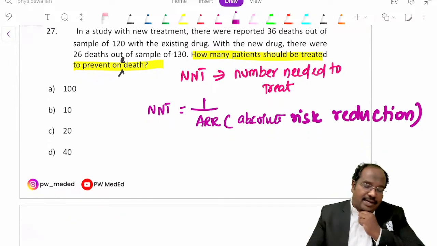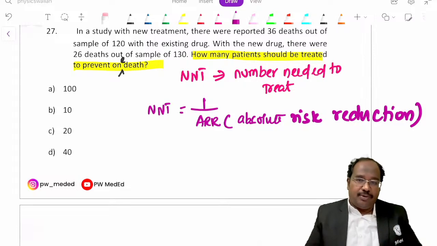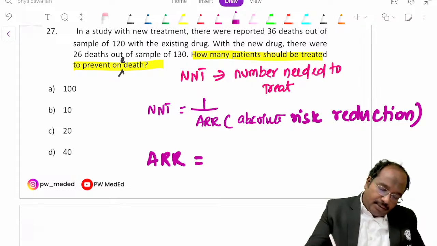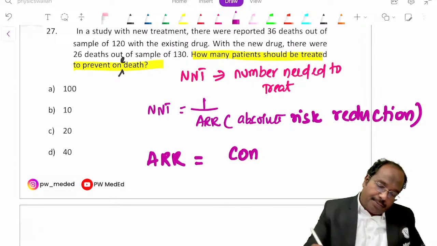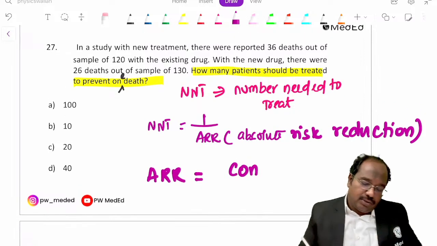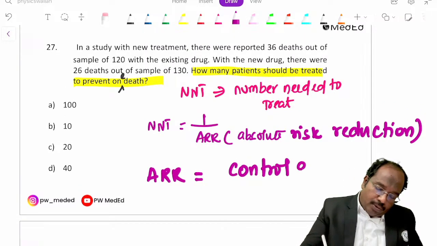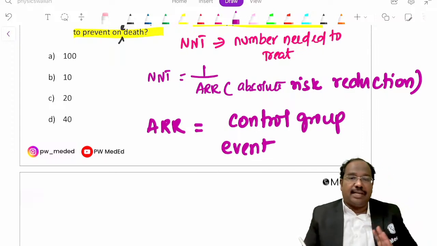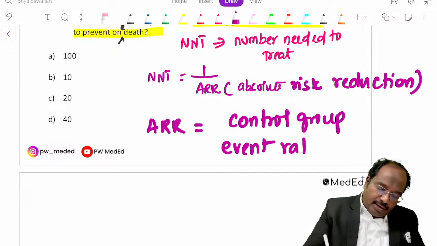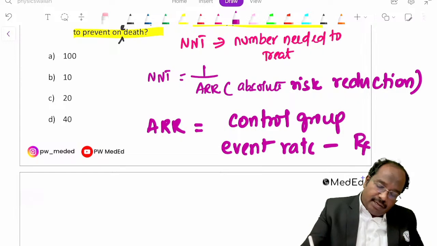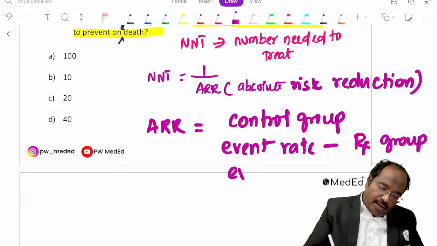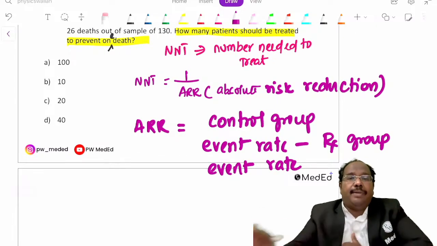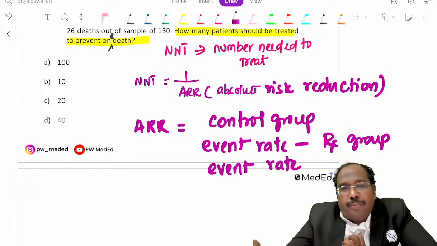It is absolute risk reduction. Okay, ARR means absolute risk reduction. So ARR means control group event rate minus treatment group event rate. Okay, fine. So ARR means control group event rate minus treatment group event rate.